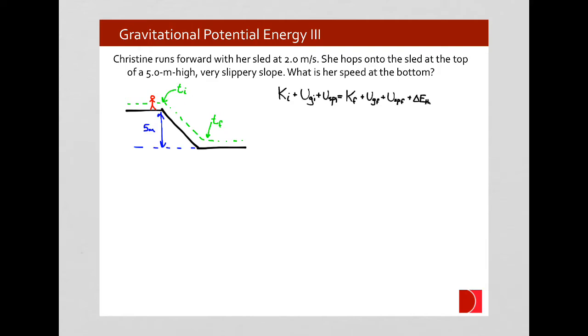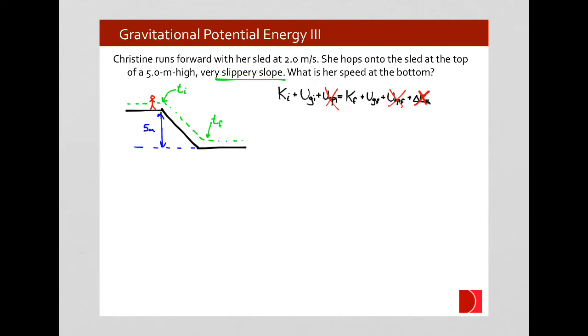So this is our conservation of energy. We have kinetic energy, gravitational energy, elastic potential energy, and thermal energy. In this case, there are no springs present, so we can go ahead and discard spring potential energy. We don't have to consider that here. We're also told that it's a very slippery slope, suggesting to us that there's no friction in this situation.